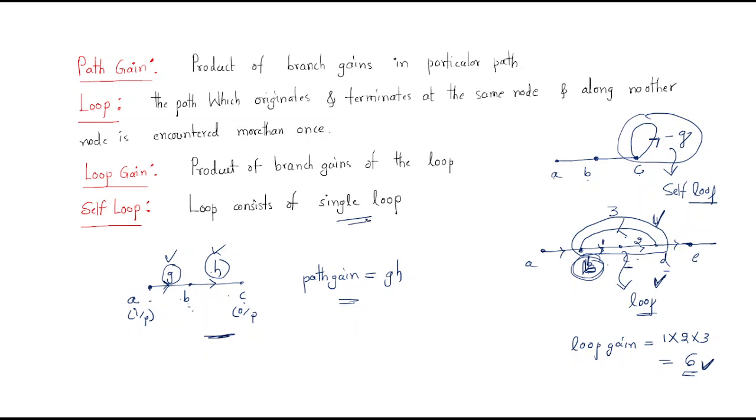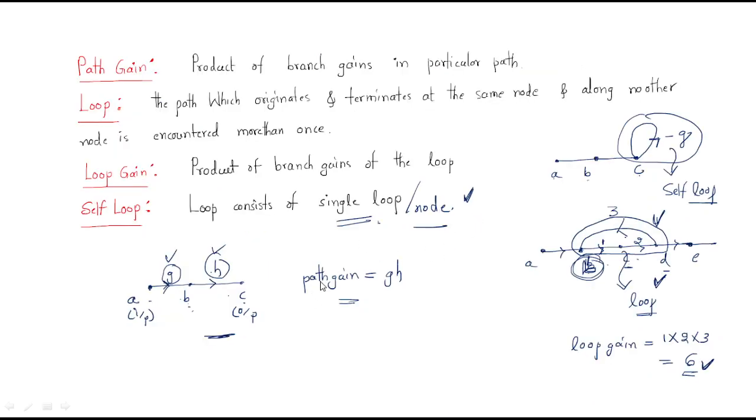The loop consisting of a single node is called the self loop. So these are the different terms available in the signal flow graph.